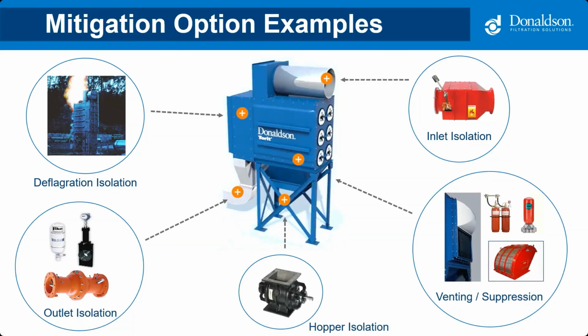Okay, getting into some of the mitigation examples. First one would be the inlet and outlet isolation. Dust collectors must be isolated from dust collection in the event of a deflagration, in order to keep the event from spreading back into the process or the return area.